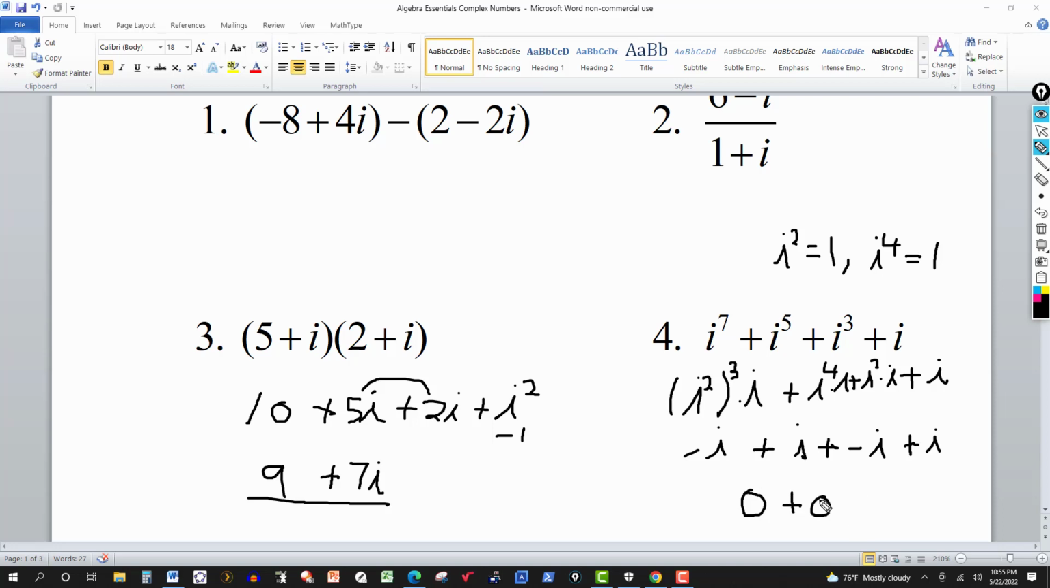0 plus 0i. Both the a and the b are 0. So that's the standard form. Of course, if you get 0, that should be kind of right, unless your instructor is real strict.